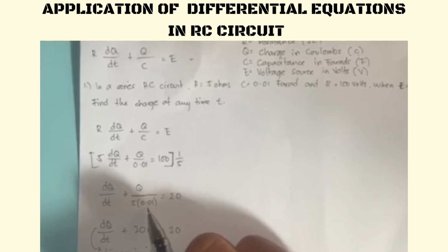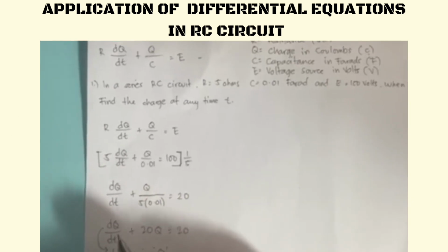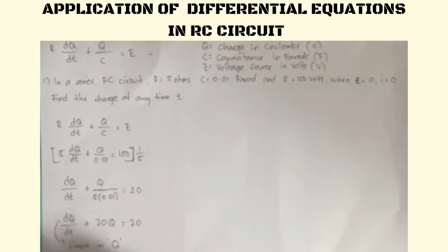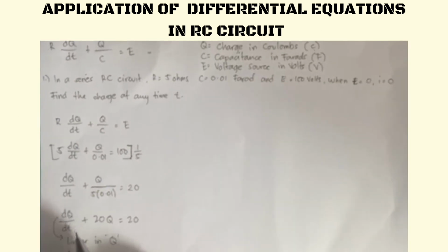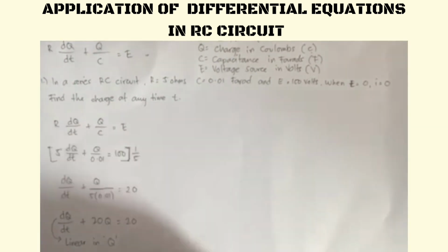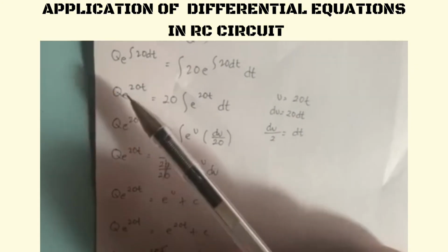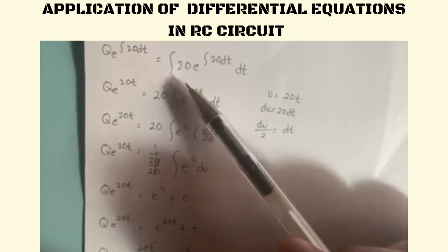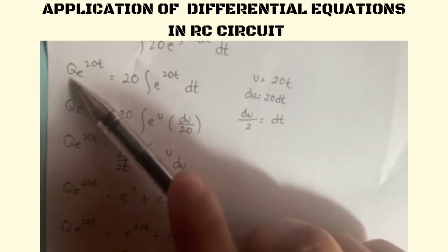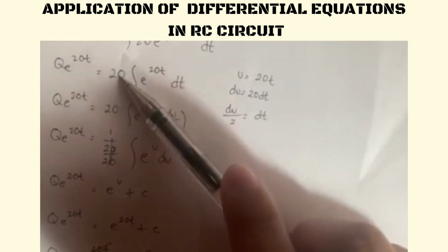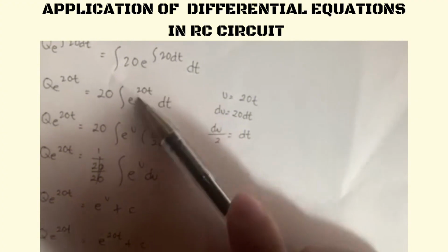5 multiplied by 0.01 will be 20q. So we have dq over dt plus 20q is equal to 20. Then we can use a linear DE in this situation. Qe^(20t) equals the integral of 20e^(20t) dt. Evaluating, Qe^(20t) equals 20 times the integral of e^(20t) dt, because 20 is a constant.